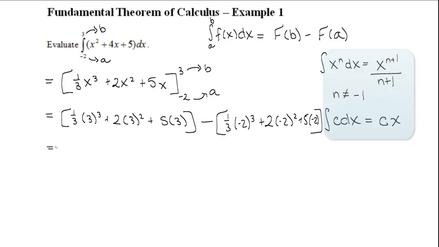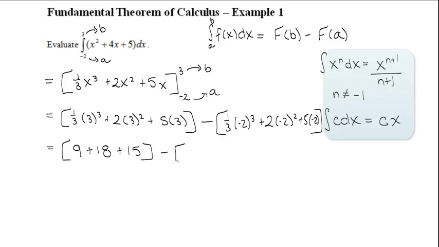So now if we simplify this, we're going to get 3 cubed, which is 3 times 3, which is 9, and then times 3 again is 27. And 27 divided by 3 is just 9. And then 3 squared is 9, and multiplied by 2 is 18. And 5 times 3 is 15, so plus 15.